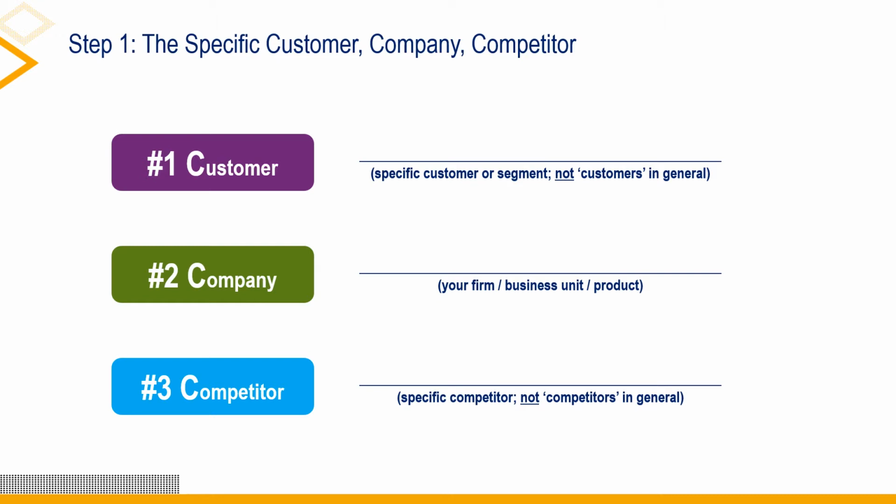Specificity is paramount. Step 1. Identify the focal customer or customer segment. For the framework to be actionable, it needs to be a specific customer or customer segment. This is not a catch-all for all customers you could possibly serve. Next, are you conducting the analysis from the perspective of your firm, a business unit, or a product? Finally, identify the specific competitor. Avoid the temptation to use a composite or hypothetical best-in-class competitor on all dimensions. It needs to be a real competitor the focal customer could choose.